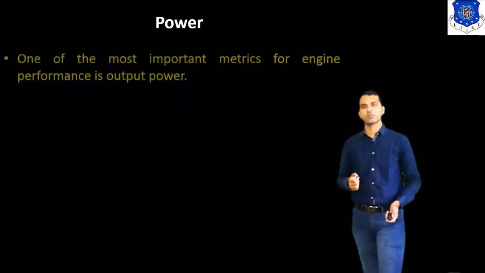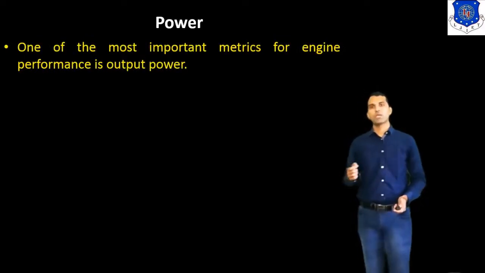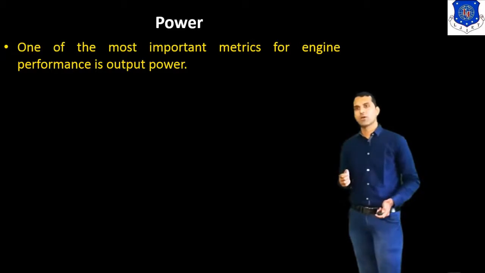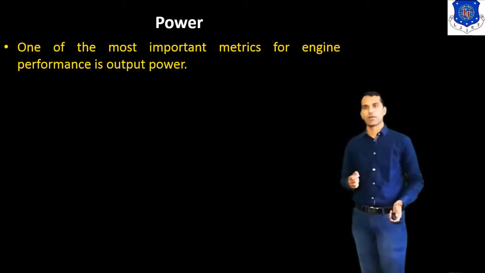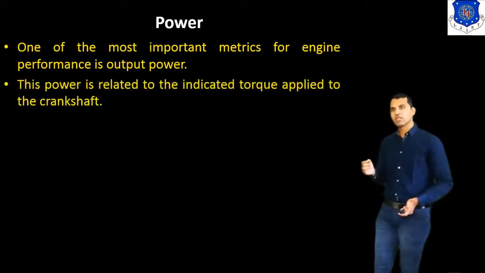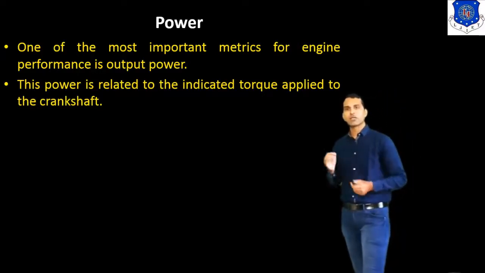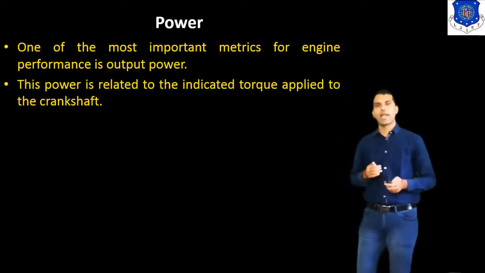Now we discuss the second term. This is the power. One of the most important metrics for engine performance is output power. This power is related to the indicated torque applied to the crankshaft.